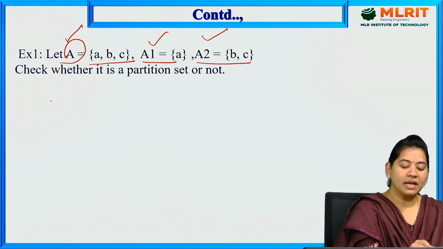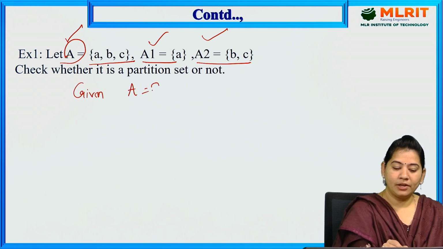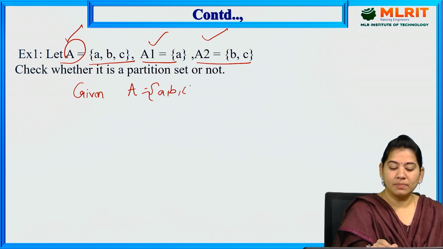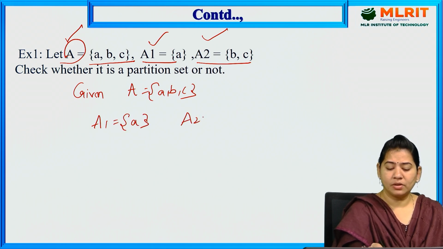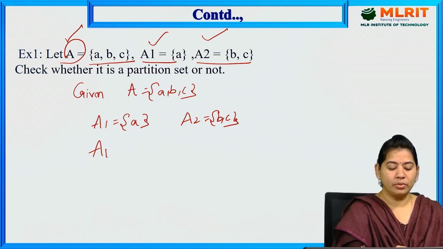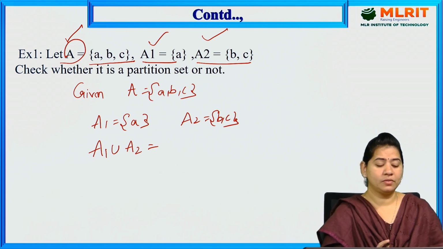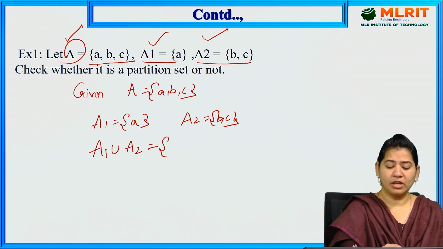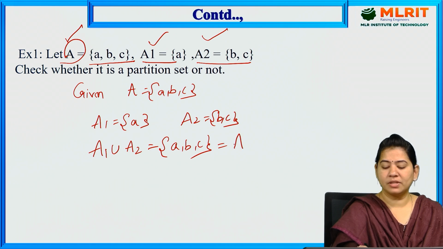So as per the conditions here, what is given? Given is A = {a, b, c}. Now subset A1 = {a}, A2 = {b, c}. Now just apply here A1 union A2. As per the partition set, it should satisfy two conditions. So if you apply A1 union A2, you get {a, b, c}, which is nothing but our original set only.